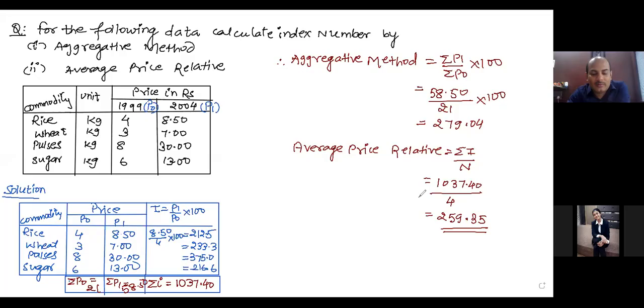Fine. So we'll be taking one more question to understand this. Okay, so please correct this particular calculation. There was some mistake in this. It is 278.57.